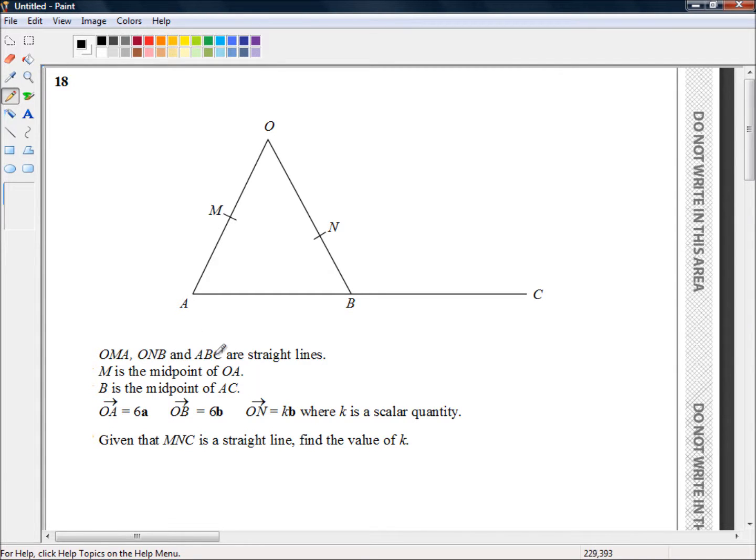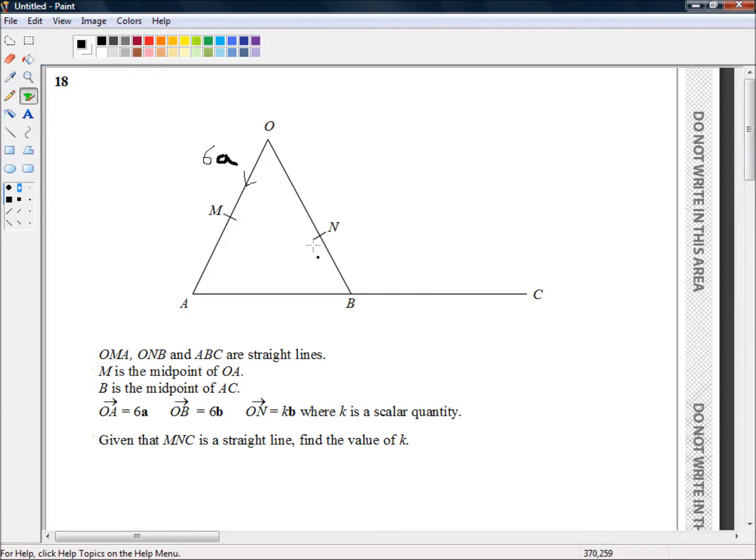OMA, ONB and ABC are straight lines. M is the midpoint of OA, B is the midpoint of AC, OA is equal to 6A. Okay, so we're dealing with vectors here. So we've got our OMA, which is a straight line, ONB, which is a straight line, ABC, which is a straight line. M is the midpoint, B is also the midpoint. OA is equal to 6A, so if we're going down this way, this is equal to 6 times vector A.